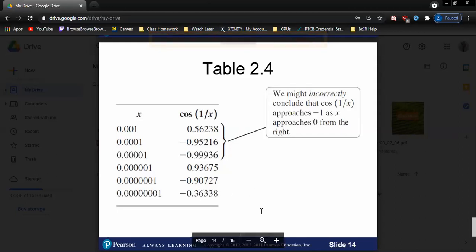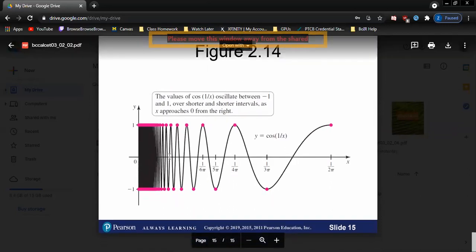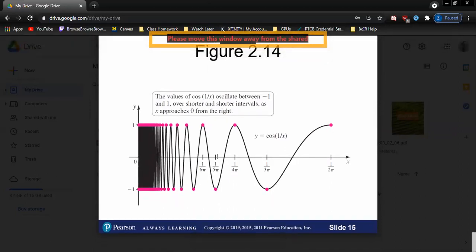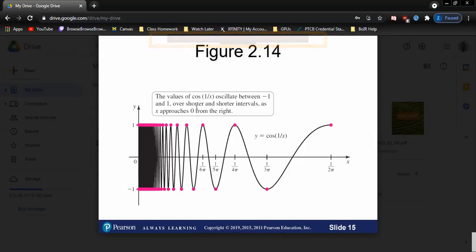And now the graph will make more sense. You can see, since you are approaching towards 0, let's say this way, it's actually moving up and down like this. For some values, it's going to +1. For some values, it's going to -1, and so on and so forth. So that means the values of cosine 1 over x are actually oscillating between -1 and 1. Can you see that?